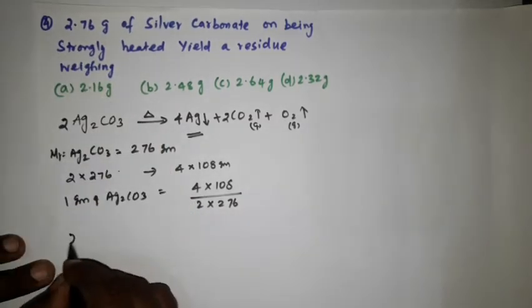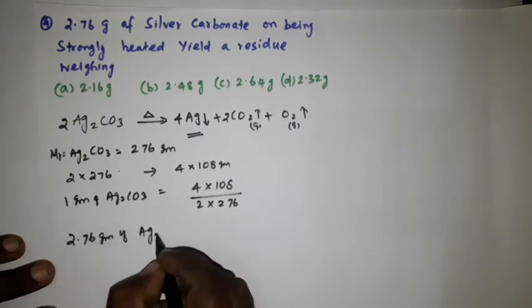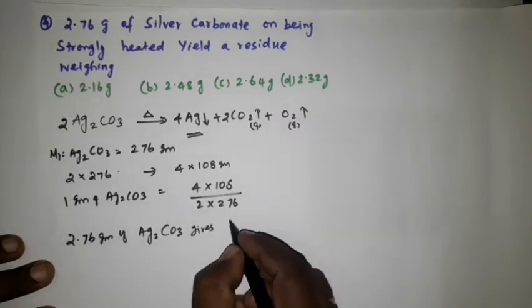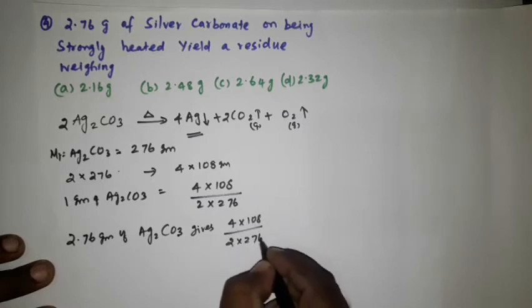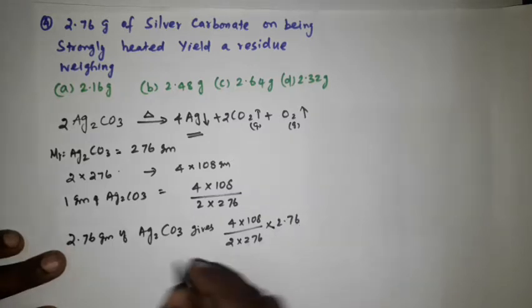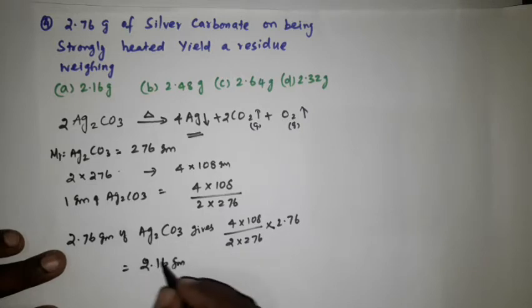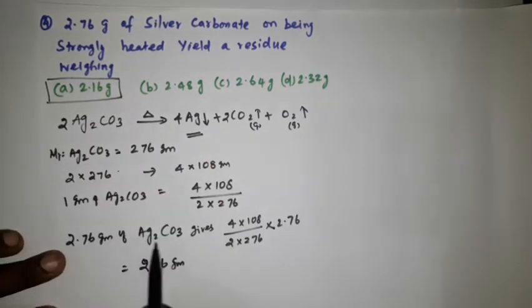So 2.76 gram of Ag2CO3 gives 4 into 108 divided by 2 into 276 into this 2.76. So the final answer will be 2.16 gram. So this is the answer. Now check the options. Option A is the right answer. Hope you understood this question.